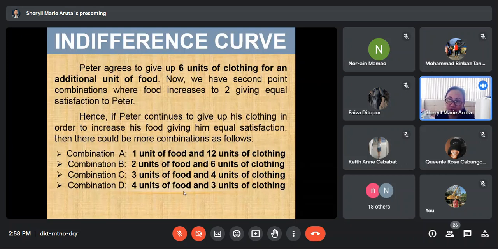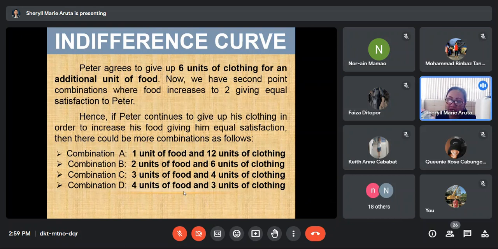Because in number 1, we gave him the exact combination with exact kilos, no? Six kilos in all. But this time, it depends. It is not accurate, not exact what his total combination is, but it's up to the decision of Peter how much he will give up just to increase the units of food. So, he gives up clothing to increase his units of food.